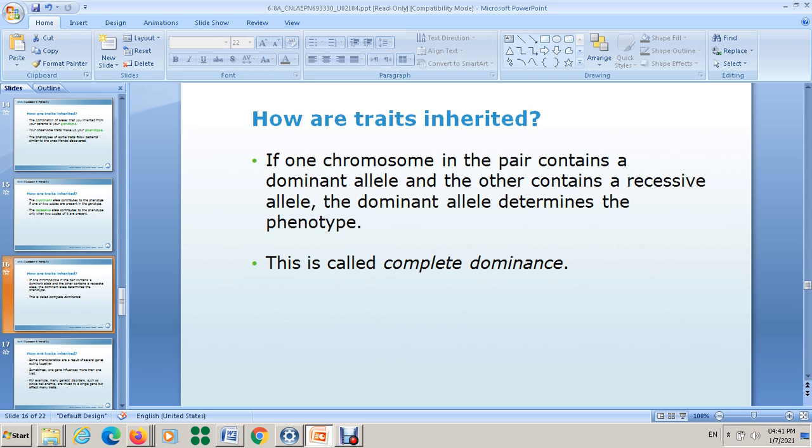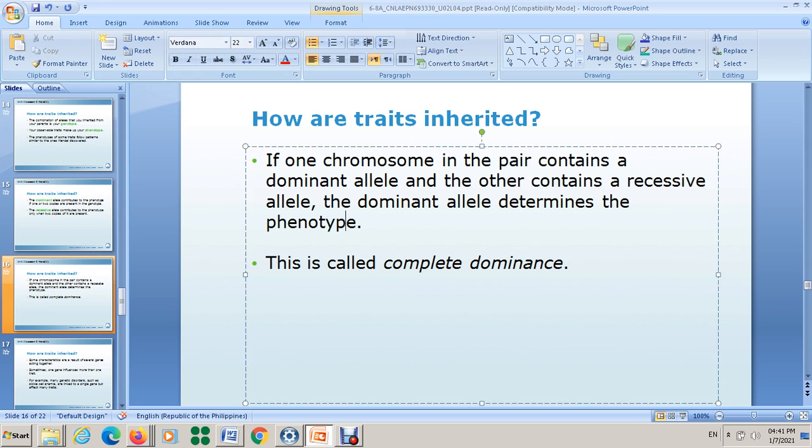If one chromosome in the pair contains a dominant allele and the other contains a recessive allele, the dominant allele determines the phenotype, right? This is called complete dominance. You have to know this one. This one is called what? Complete dominance. I hope this one is clear now.